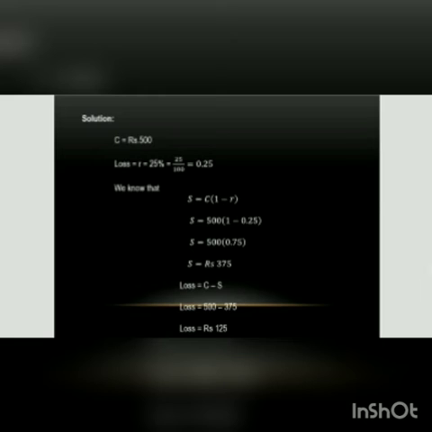Now in case of loss, we know the formula as S is equal to C multiplied by 1 minus R. We will simply put the values here, C for 500, R for 0.25. We will do the calculations and we will get the answer as 375 rupees.